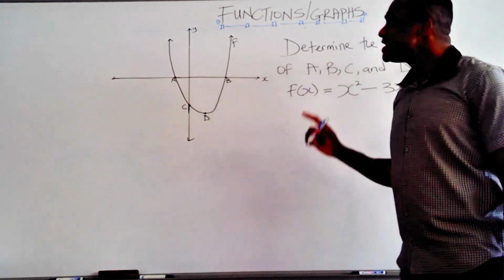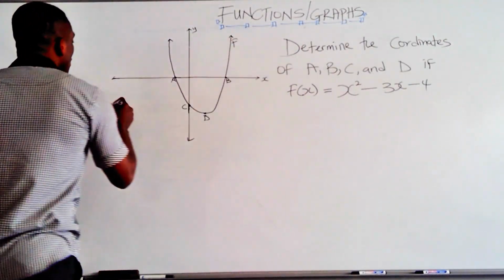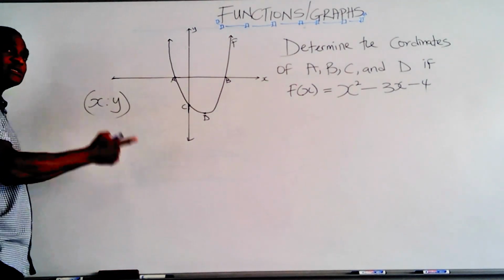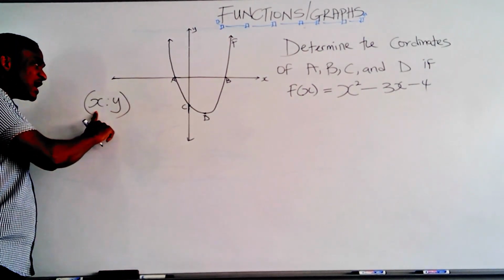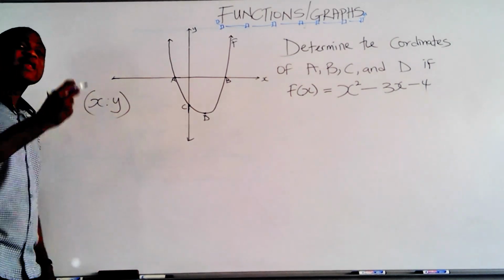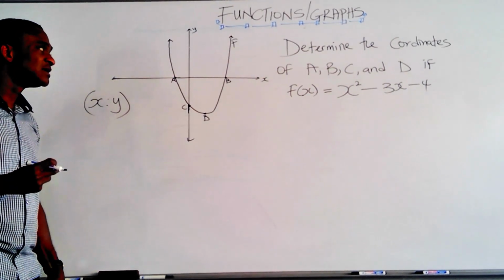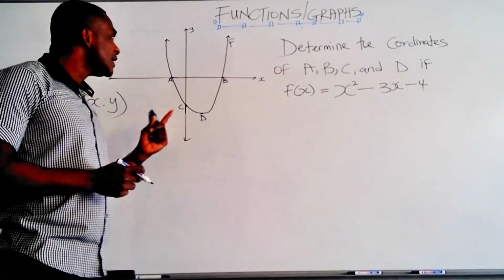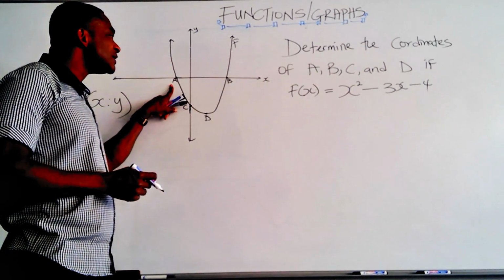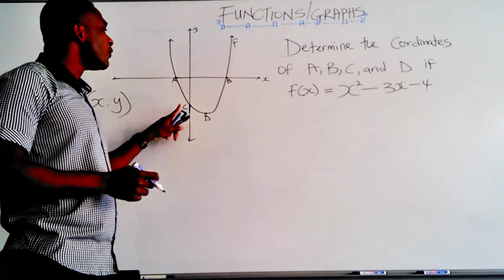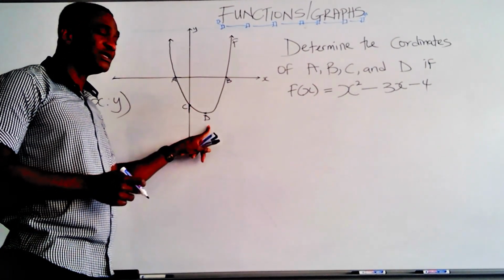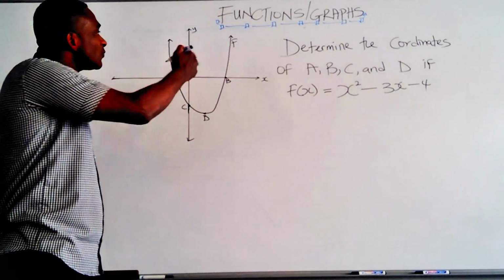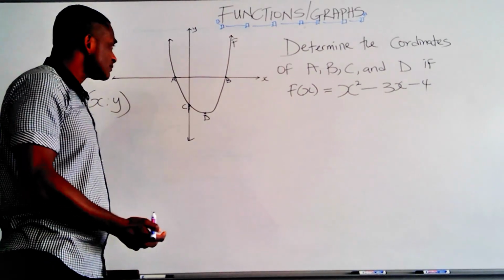Now, remember, when they are asking for coordinates, coordinates must be given in this form, x before y. It must have two values, x value and y value, where they actually intersect. Interpretation of the graph is key here. We have to understand what A represents, what point B represents, what point C represents, and what point D represents. Looking at this, it is a parabolic function, or what we call a quadratic equation function.